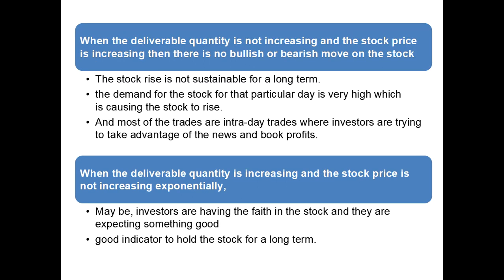When the deliverable quantity is not increasing and the stock price is increasing, then there is no bullish or bearish move on the stock. This indicates that the stock rise is not sustainable for the long term. The demand for the stock for that particular day is very high, which is causing the stock to rise, and most of the trades are intraday trades where the investors are trying to take advantage of the news and book profits. When the deliverable quantity is increasing and the stock price is not increasing exponentially, it could be that the investors have faith in the stock and are expecting something good. This is a good indicator to hold the stock for a long term.